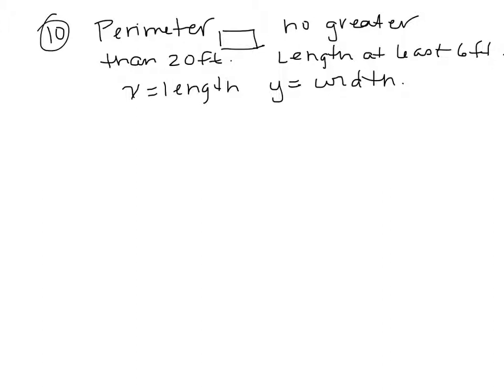So we have one sentence that says that the perimeter of a rectangle, or of this ferret cage, is no greater than 20 feet. And then we have another condition that says the length is at least 6 feet. So let's use these two sentences to form our inequalities.